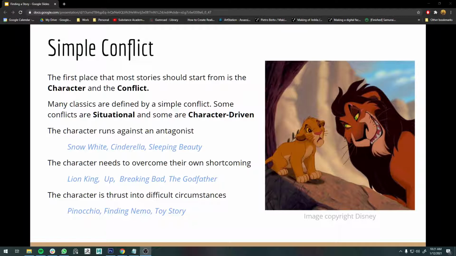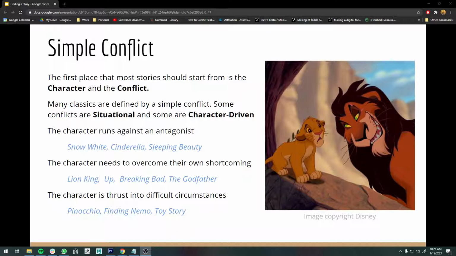So starting our story, it's usually a good idea to begin with identifying who our character is and what their conflict is, what in the story is motivating them to take the actions and go through the plot. Many classic films and books are defined by a very simple conflict. We can categorize these conflicts as either situational or character motivated, or character driven.